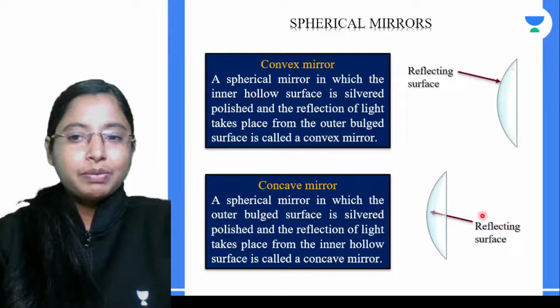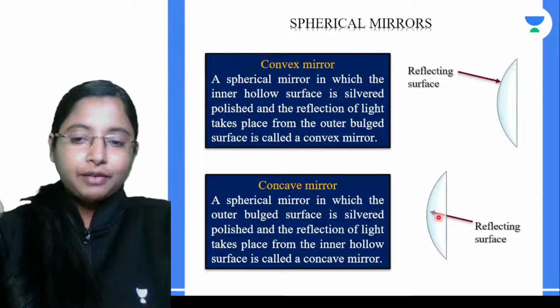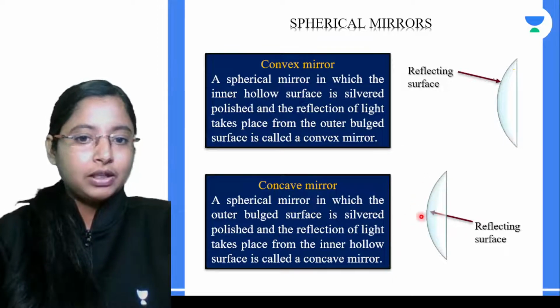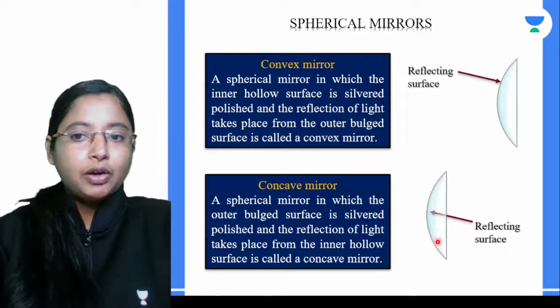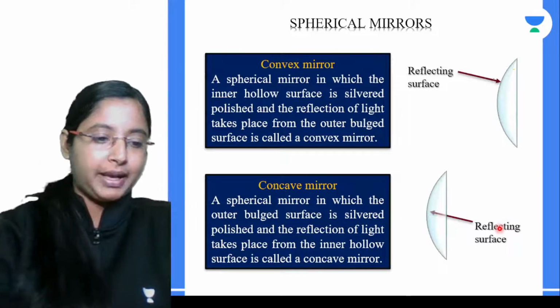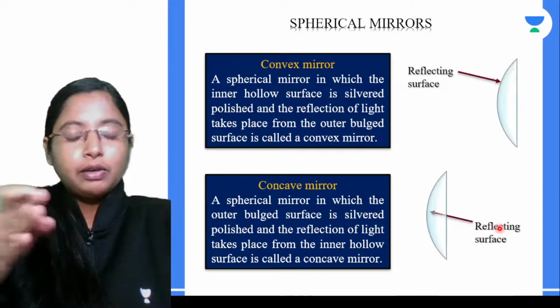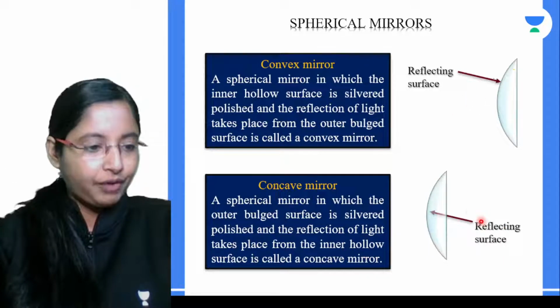Concave mirror, just remember as walking into a cave. So the reflection happens not from the outer bulge surface, but from inside the surface. Then we call it a spherical mirror. These are again mirrors, and what we see over here is basically reflection.